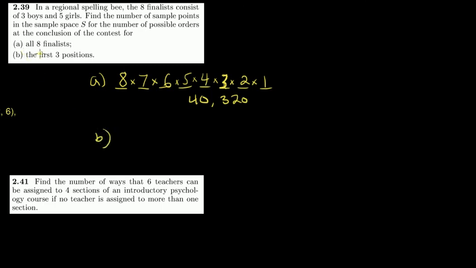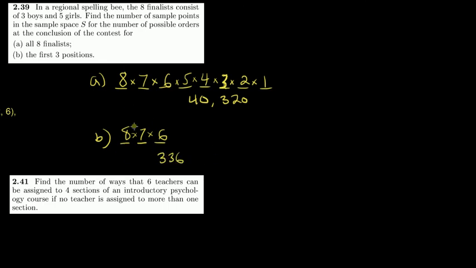All right? Now, for part B, it says, what about just for the first 3 positions? So 1, 2, 3. Well, the first position, you have 8 people that could have been. Second position, 7. And third position, 6. All right, so you can multiply that out, and you will get, let's see, 336.